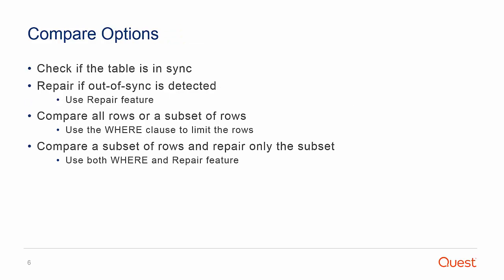Table comparisons can be run with or without data modification. If you just want to see if the table is in sync, then issue the compare command. If you want to automatically correct any out of sync that the table may have on target, then issue the repair command. The compare and repair commands by default will use all rows on source and target. If you want to limit the number of rows, then use the where clause in your compare and repair syntax.